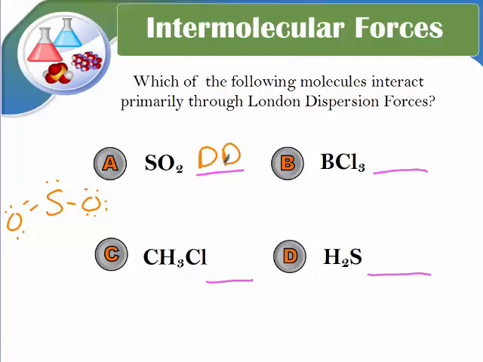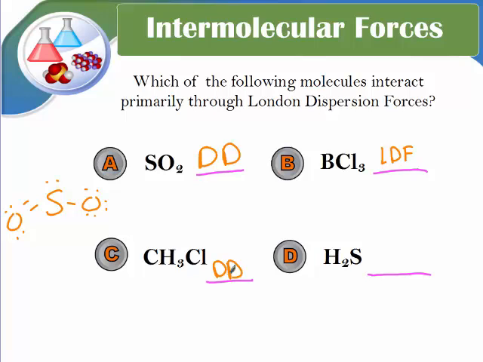For B, we know that that one is London dispersion because it's nonpolar. Same thing all the way around, no lone pairs. C, you didn't need to draw out because you can easily see there's more than one atom attached to the central atom. So it's polar, and I don't have N, O, or F, so it's dipole-dipole.